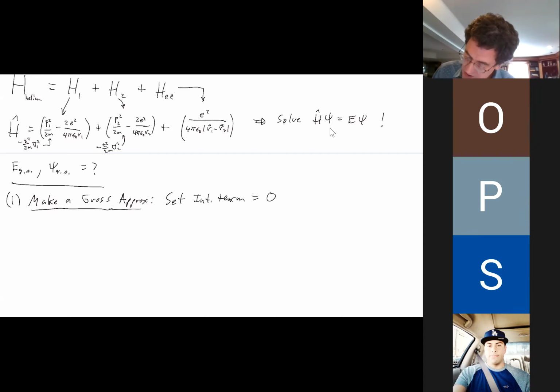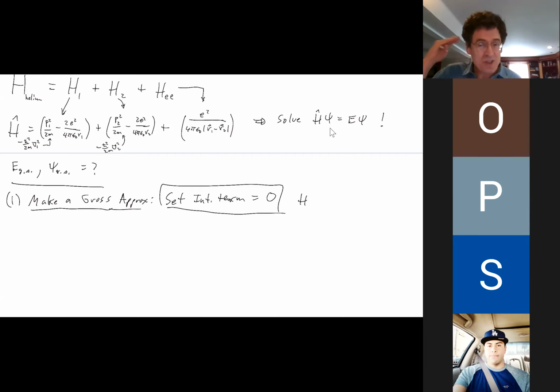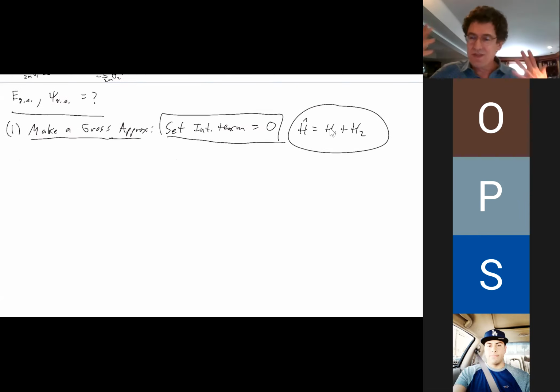And so maybe lots of you already thought of that, but that's what I wanted, because that's really the first thing to do. And that's where you should start. You always start with the simplest thing. Just make a big approximation. So H is equal to H1 plus H2. Now you know what to do, because from the first week of class, we discussed this. It's just a two-particle Hamiltonian.